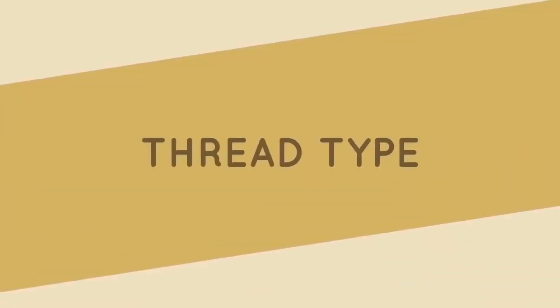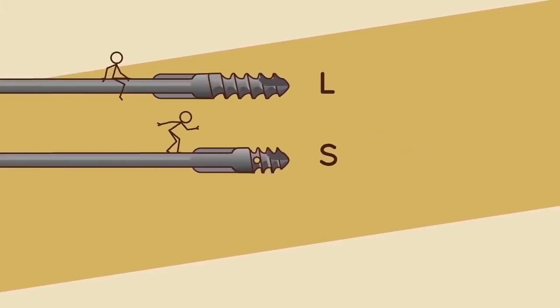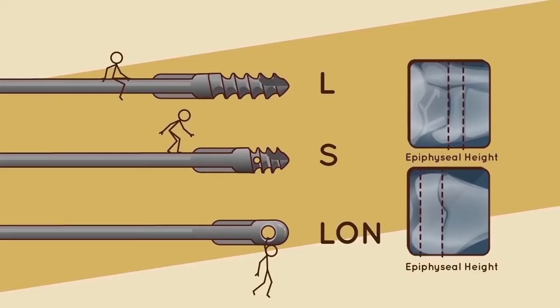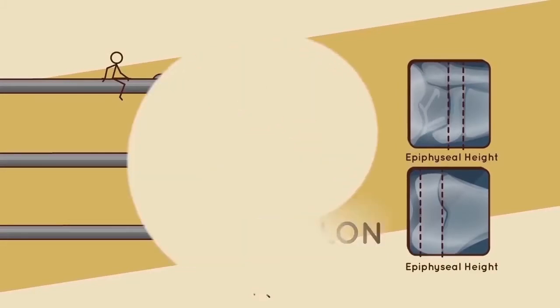Thread type. The choice of L long, S short, or LON series, which defines the length of the distal thread or non-threaded fixation, should be based on the height of the distal epiphysis as measured from AP X-ray film.